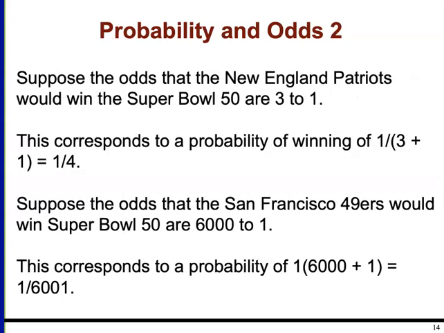So we can look, the New England Patriots had odds of winning the Super Bowl of 3 to 1. So how would we express that as a probability? Well, that means 1 out of 3 plus 1 times they would win, so it's a probability of 1 out of 4. Now for comparison, that same year, San Francisco's odds were 6,000 to 1, so they had a 1 out of 6,000 plus 1, or about 1 out of 6,000 probability of winning.